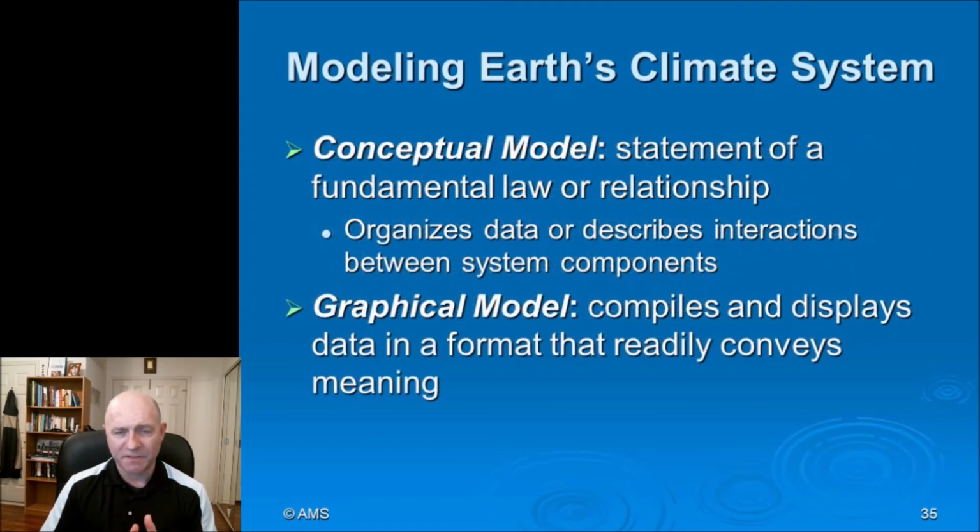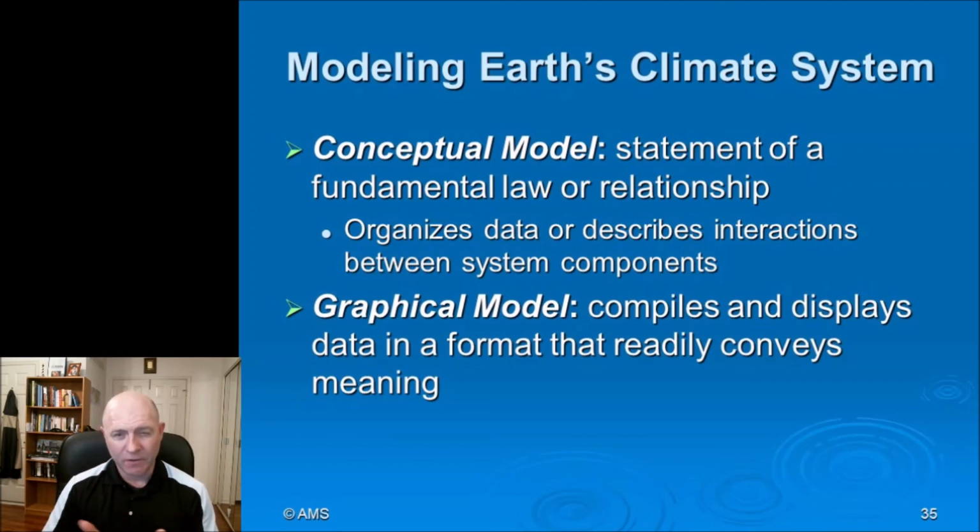And there are different kinds of models. There's a conceptual model, a statement of a law or relationship, that organizes the data and describes interactions between systems. These are things like fronts. You've heard of a cold front or a warm front. That's a conceptual model. All right, we've got cold air advancing from the Arctic into a place that isn't quite so cold. As that cold air advances, hits that warm air, it rises. This is a conceptual model of what's going on in the atmosphere.